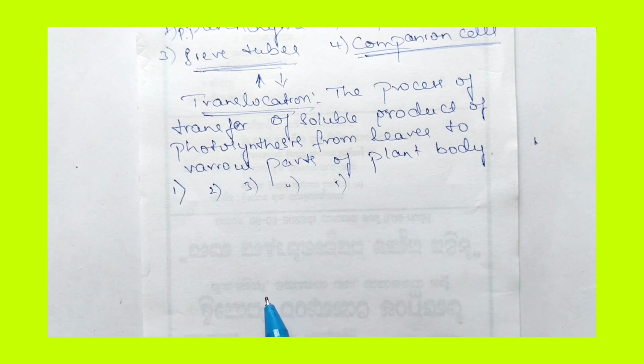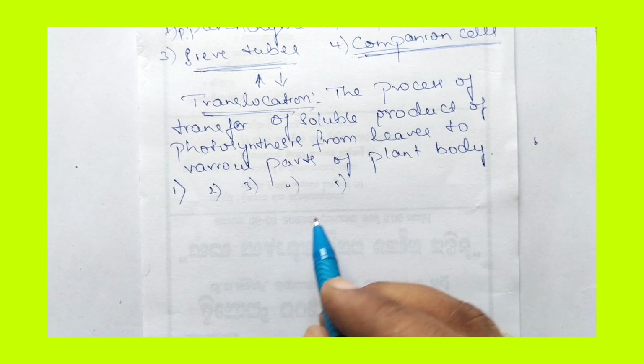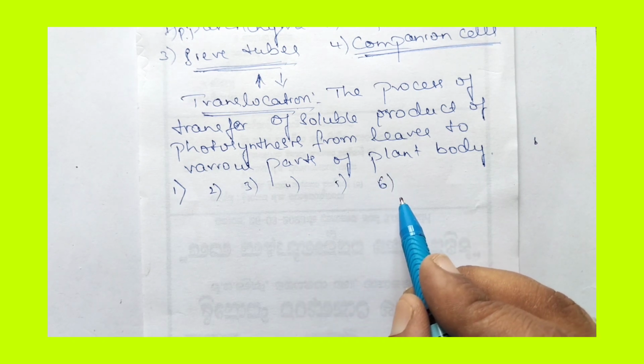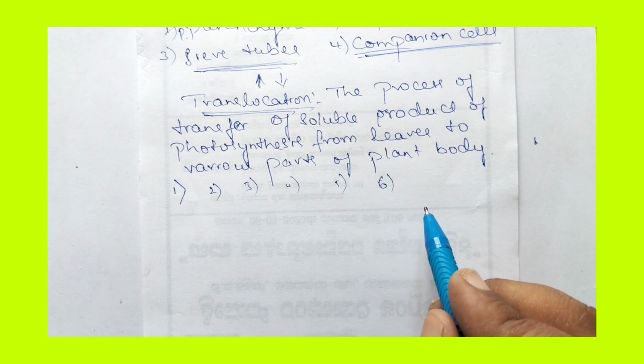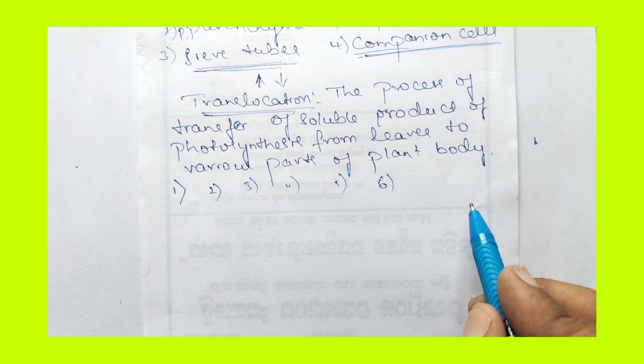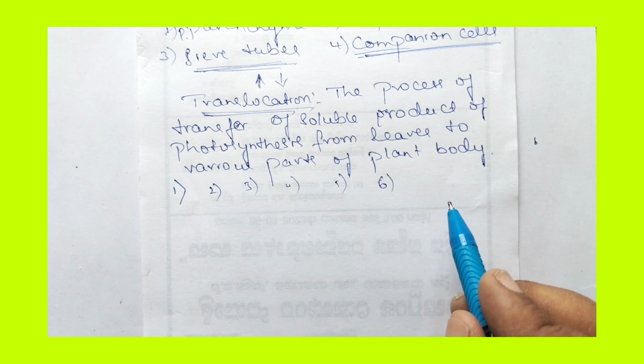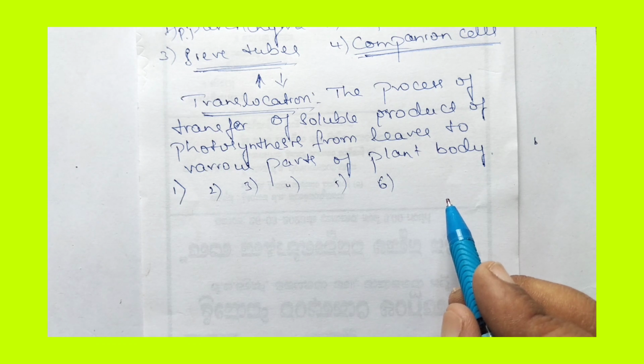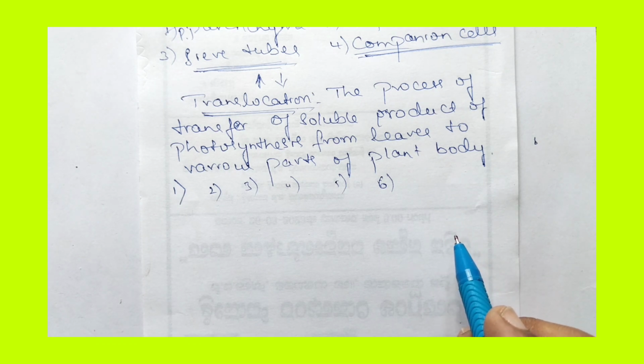Then from the sieve tube, the food will get into the companion cells associated with the roots. Now the food will move from sieve tube to companion cells associated with roots. From companion cells, it will get moved into the roots. Like this, the food which has been prepared in the leaves will be transported to the roots. So from the leaves to the various parts of the plant body, food is transported. So this is called translocation.